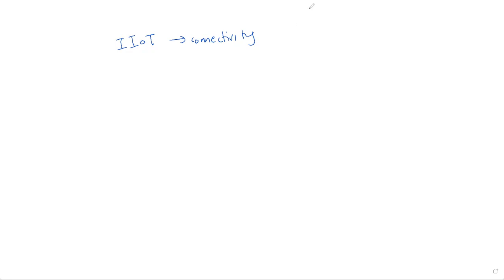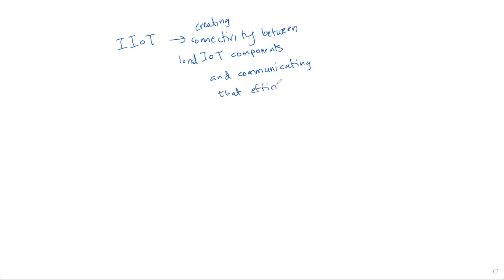So basically, IIoT is focusing on creating connectivity between IoT components, between local IoT components, and communicating that efficiently across the internet.